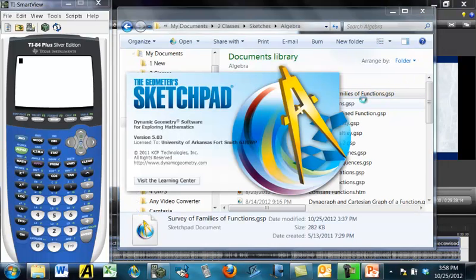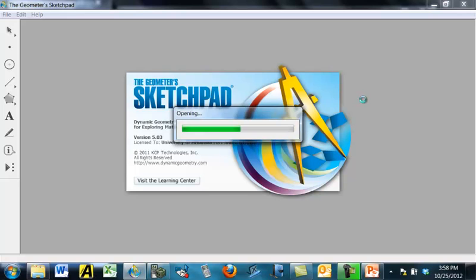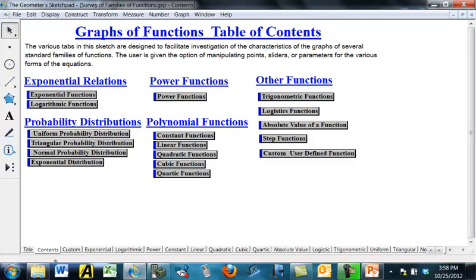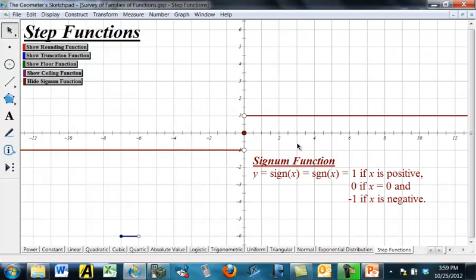I have a Sketchpad file here for a survey of families of functions, and it actually has lots of different functions that we can study, some from probability, some from this course on power functions that we've studied recently, constant and linear functions we studied earlier, other polynomials, second, third, and fourth degree polynomials, exponential functions we'll do later, trig functions that you might study in trig class. Right now I'm going to go to this step function. There's the signum function.